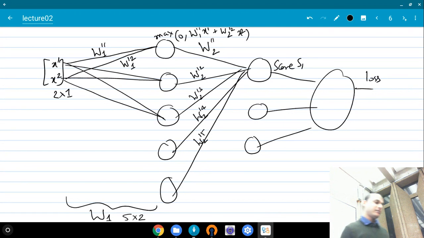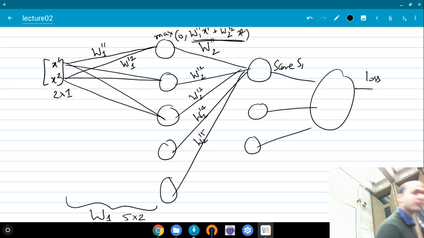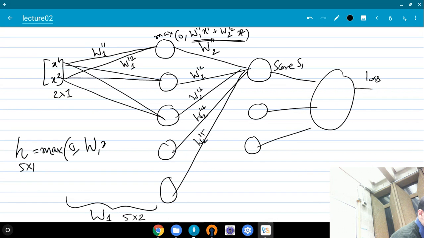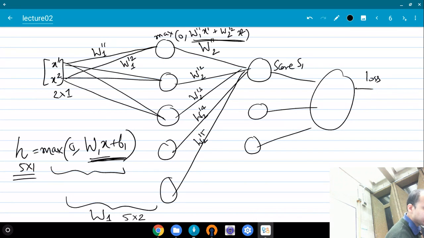Anyway, this is just the evaluation of the first row of your W times X. Let's call the intermediate computation H, which is 5 cross 1. This is equal to max of 0 and W1 times X plus B1. Think of the first row of this 5-dimensional vector. This final thing is a 5-dimensional vector, which you operate max of 0 comma something on, which again gives you a 5-dimensional vector. These are the activations, and these are the pre-activations before passing through the nonlinearity. I'm just representing this number as the first coordinate of H1.